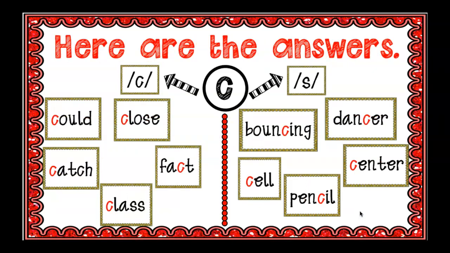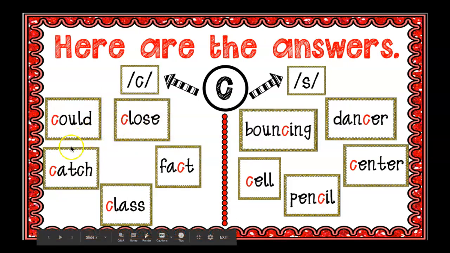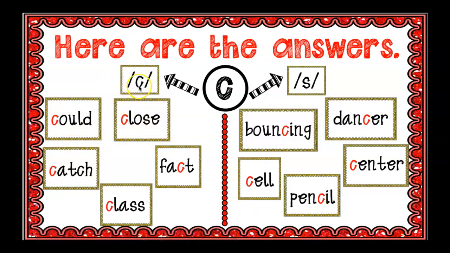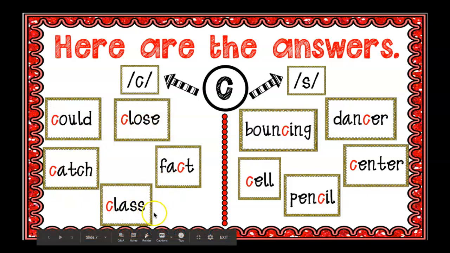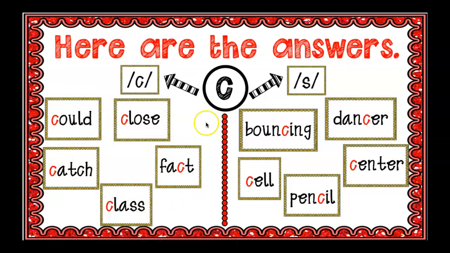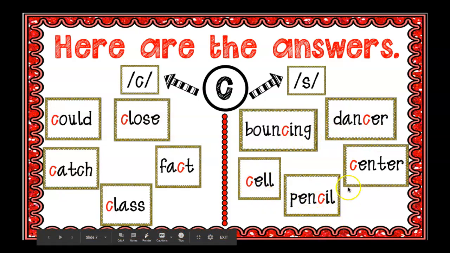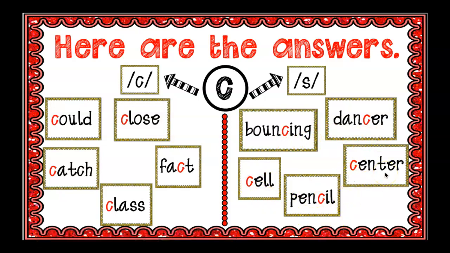Okay, so here are your answers. These words that have the spelling C with the k sound, and I apologize, this should be a K right here, but it's not. Could, close, catch, fact, and class should all be on one side of your paper. On the other side, words with the s sound, bouncing, dancer, cell, pencil, and center should be there.